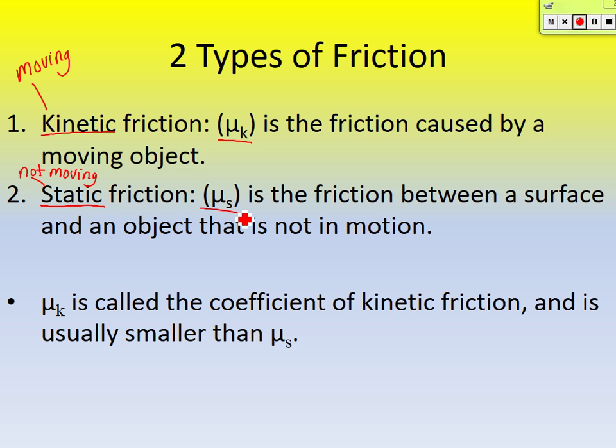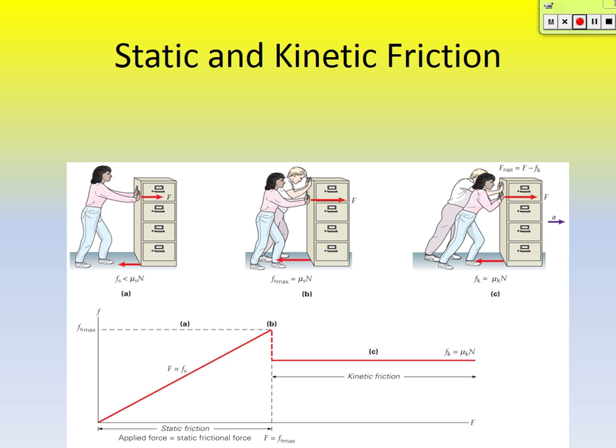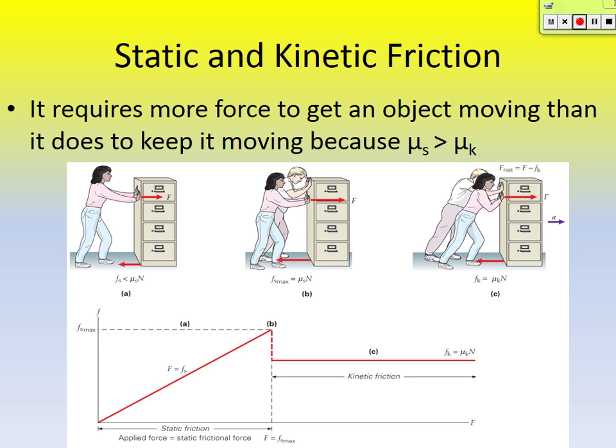Okay, well here's the thing. Mu k, which is kinetic friction, is called the coefficient of kinetic friction and is usually smaller than mu s. So mu k is smaller than mu s. Let's talk about that with this slide. So, static and kinetic friction. I think we've all experienced this, but let's just read it.